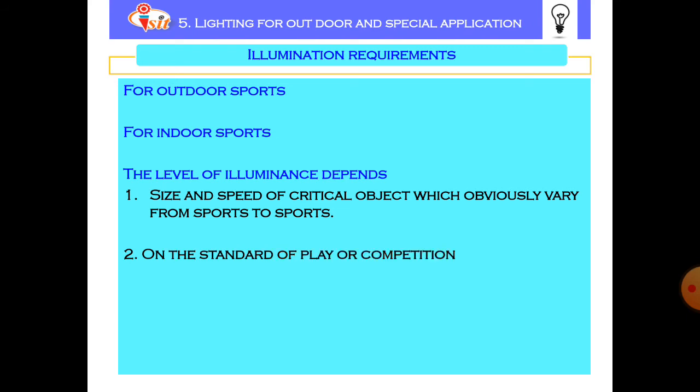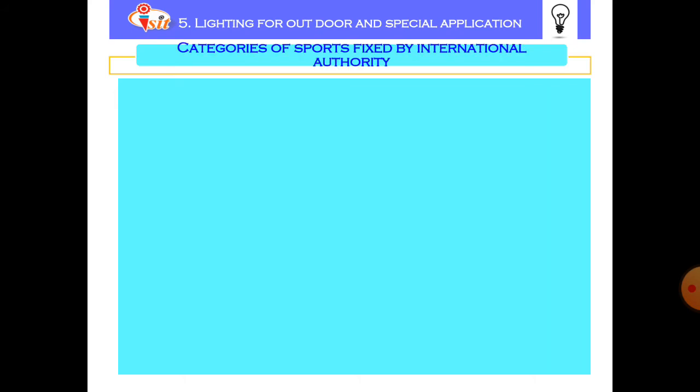The second thing is the standard of play or competition. The standardization of that play or event or competition is very important, and the level of illumination depends on it. Suppose some competitions are national level, some are district level, some are international level. According to the standardization of that game or competition, the illumination levels depend.